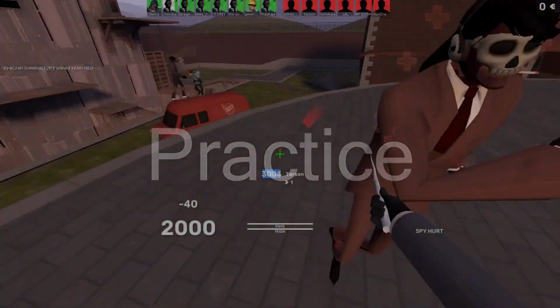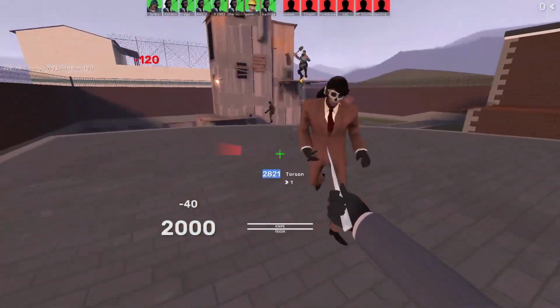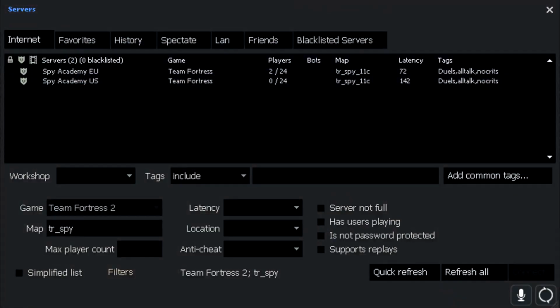Practice. If you practice everything I told you in my videos, then I recommend doing spy 1v1s to improve at manipulating and predicting enemy tracking. A good place to 1v1 is on the Spy Academy servers. The map is called tr_spy.